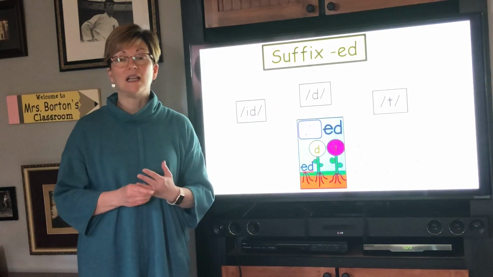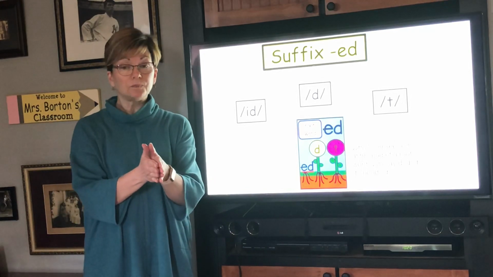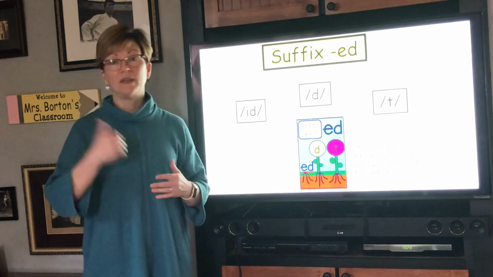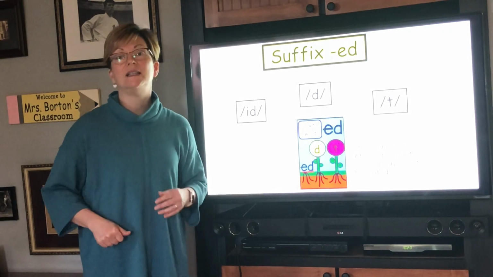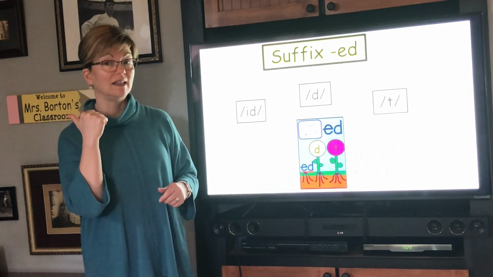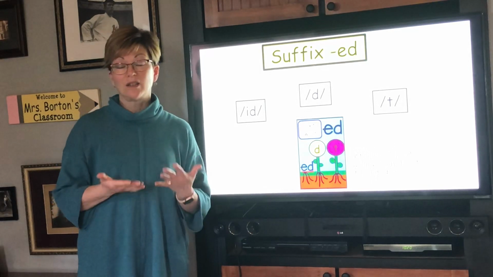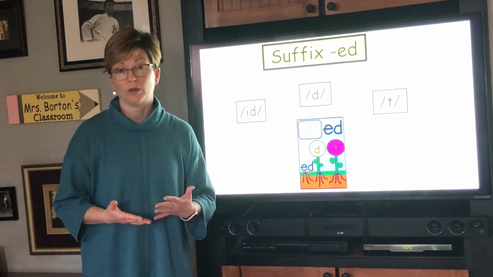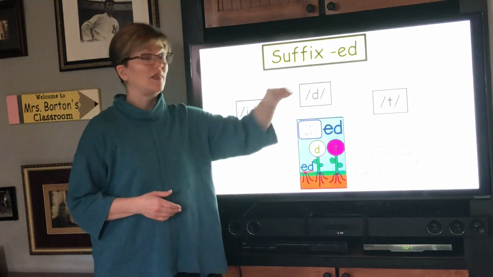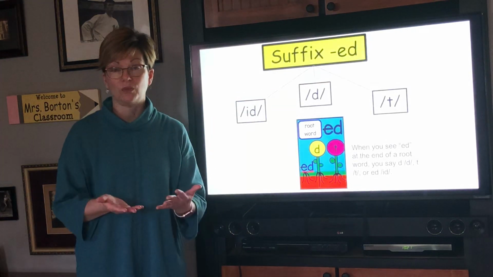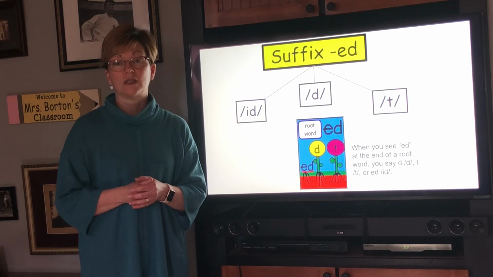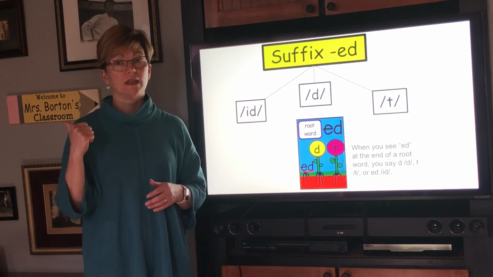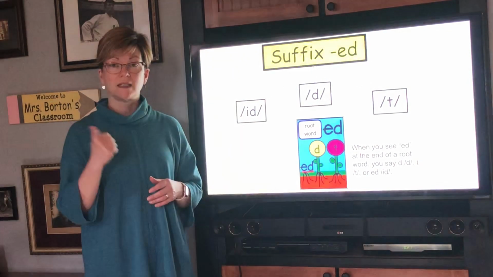So ed at the end of this base word gives it meaning, and it means it already happened. It happened in the past. Ed, I did it already. So we need to talk a little bit about verbs as well. A verb is an action word. So we're going to put ed at the end of this action word, or this verb, in your sentence so that it happened yesterday or a few minutes ago or sometime in the past.